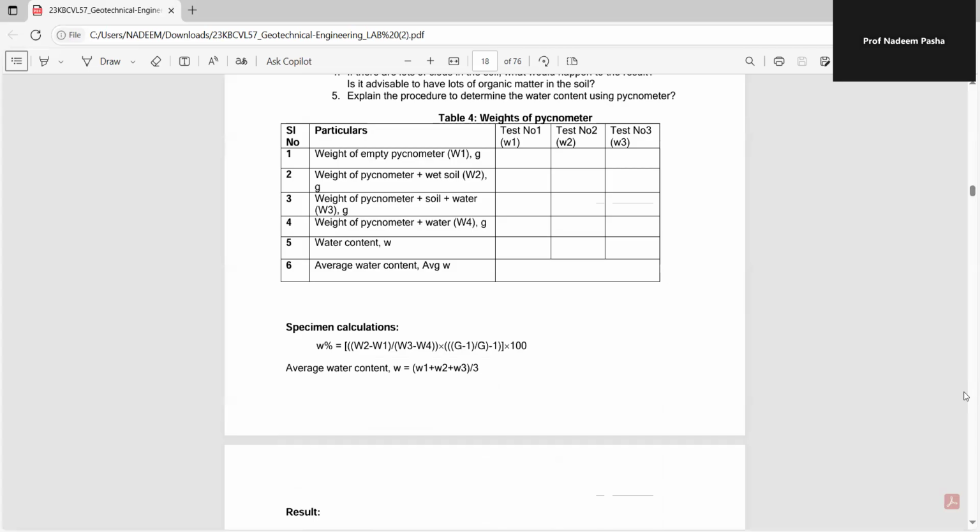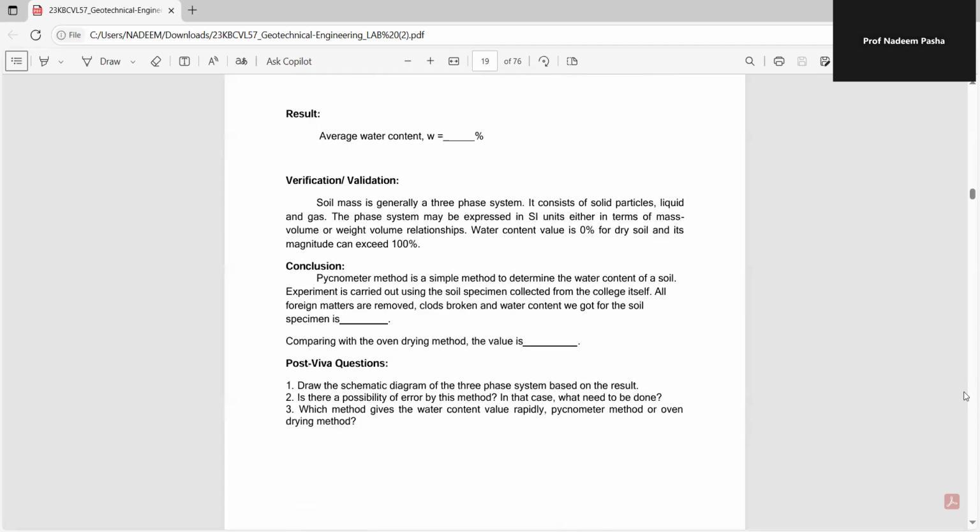So, specimen calculation: how will you calculate water content? W2 minus W1 divided by W3 minus W1, into G minus 1, that is G minus 1, into 100. So the average water content comes up to be W equal to W1 plus W2 plus W3 divided by 3. So the result is that the average water content W is equal to a percentage.